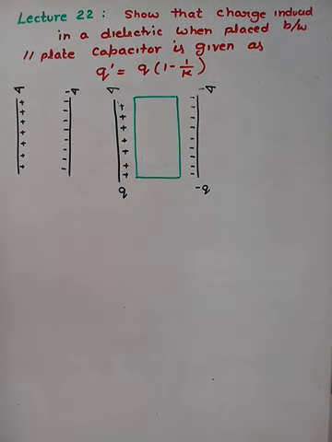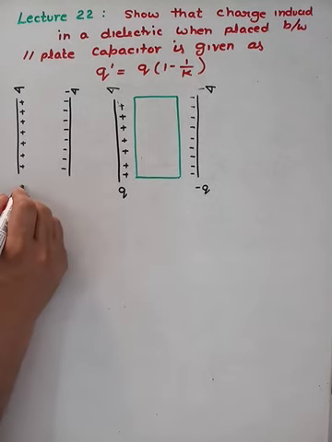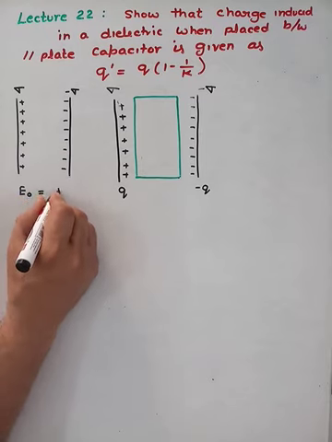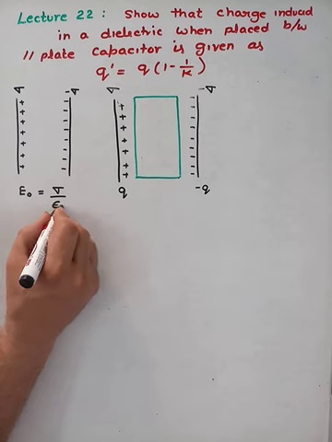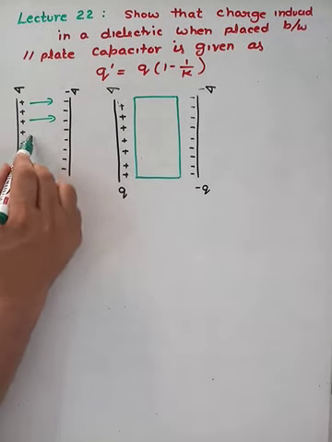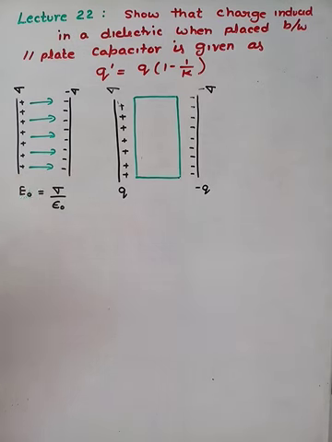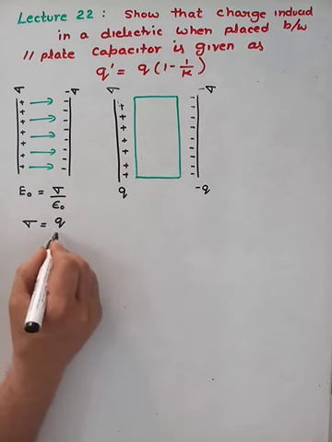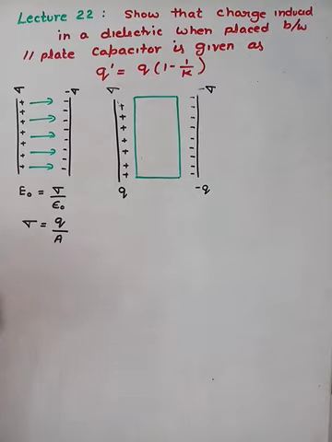When there is free space, the electric field between the two plates, E naught, is given as sigma upon epsilon naught. Direction of field is from positive to negative, and we have derived this formula when there is no medium between the two plates of a capacitor. This sigma is charge per unit area. Q is the charge residing on this surface.